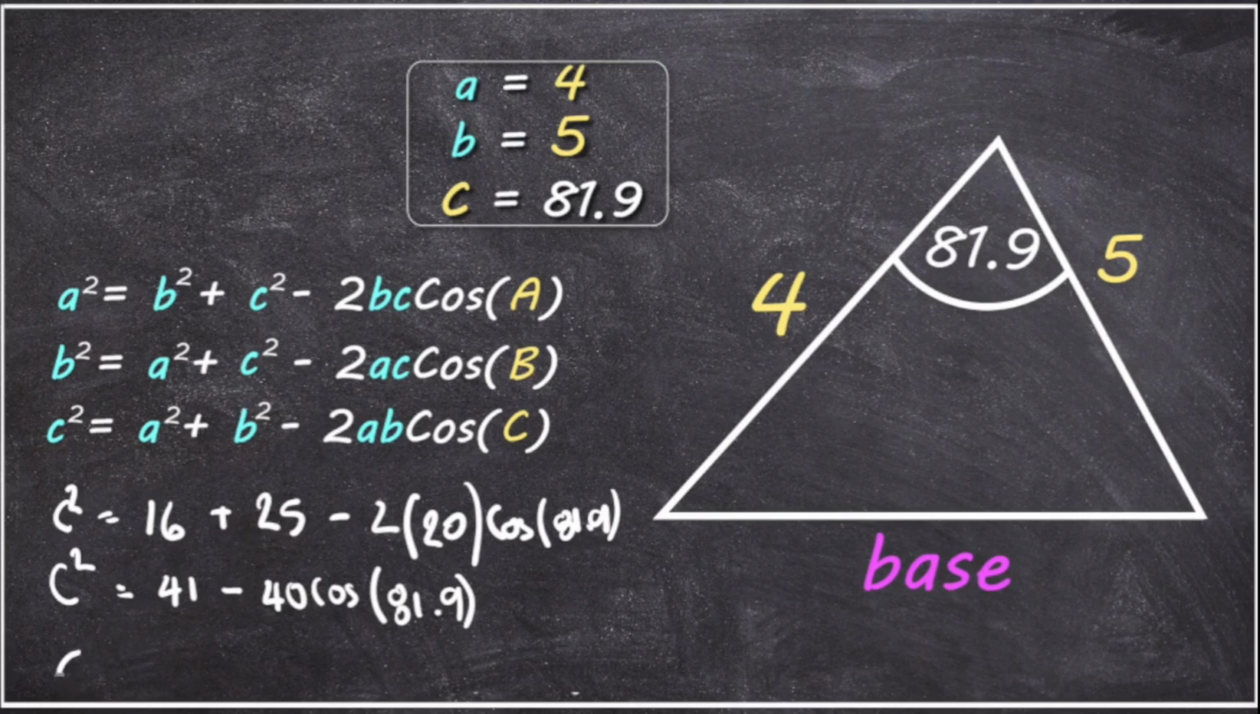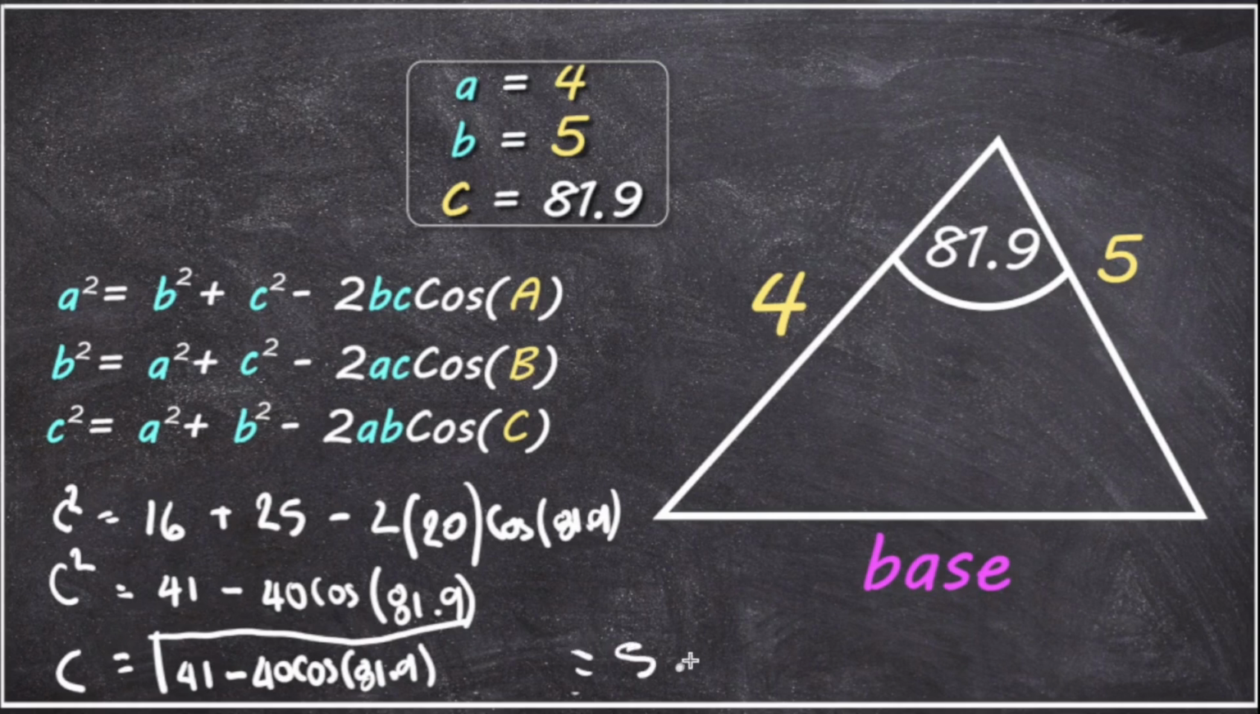And if we take the square root of both sides, we'll get that c, which is the base, is equal to the square root of 41 minus 40 times the cosine of 81.9. And if you run that through your calculator and round the answer to 2 decimal places, you get that c equals 5.95. And that's the value of the base of the triangle. So that's one way in which you can work out the triangle's base.